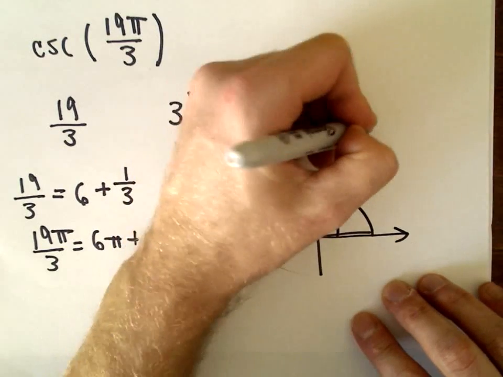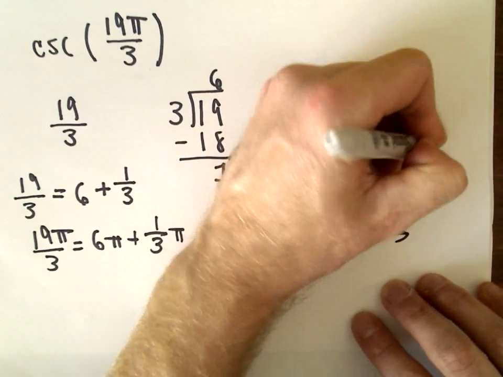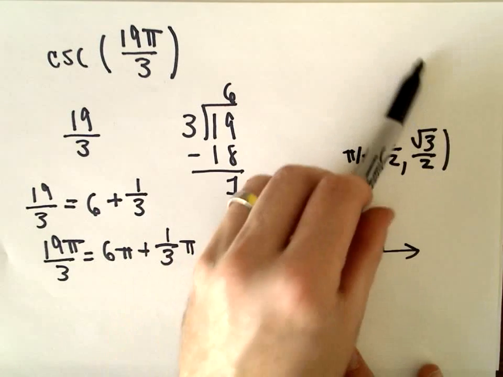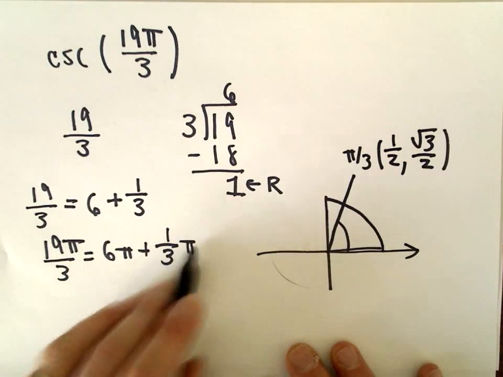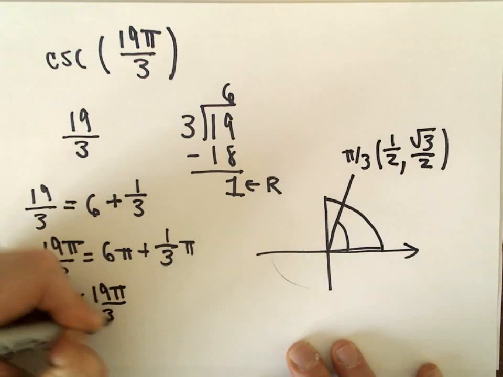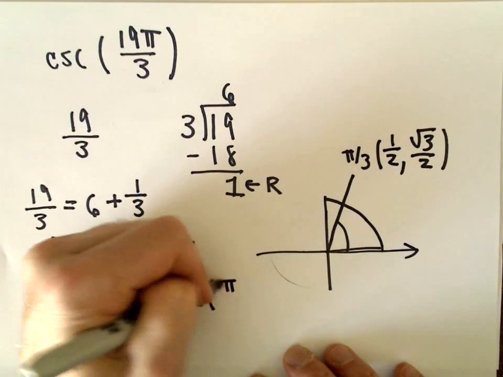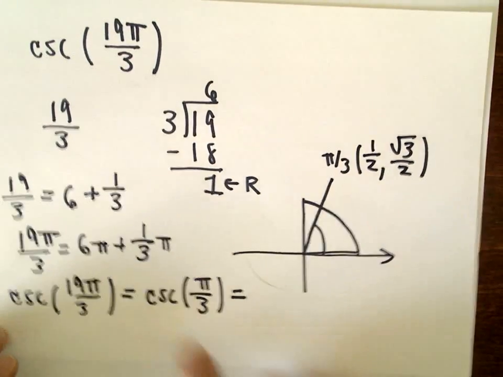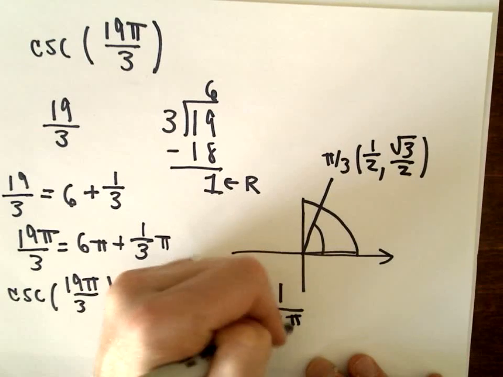And recall at pi over 3, the values on the unit circle were 1/2 comma square root of 3 over 2. So if we find the angle on the unit circle that corresponds to 19 pi over 3, that's going to be the same thing as just going to pi over 3. Well, cosecant of 19 pi over 3 is going to be the exact same thing as cosecant of pi over 3, because we're sitting at the exact same place on the circle. Cosecant is defined to be 1 over sine. So really this is the same thing as 1 over sine of pi over 3.